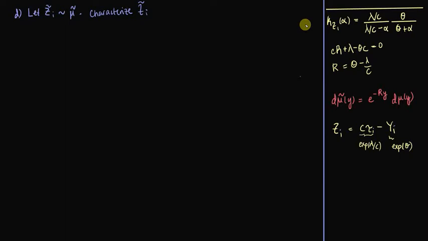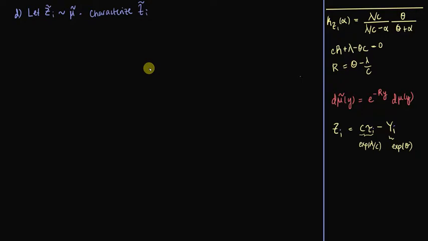In D, we will try and figure out exactly what distribution mu tilde has. So what we're asked to do is to let z tilde denote a random variable with distribution mu tilde, and then we're asked to characterize this random variable. More specifically, they ask us whether it is the difference of two exponential random variables as before.